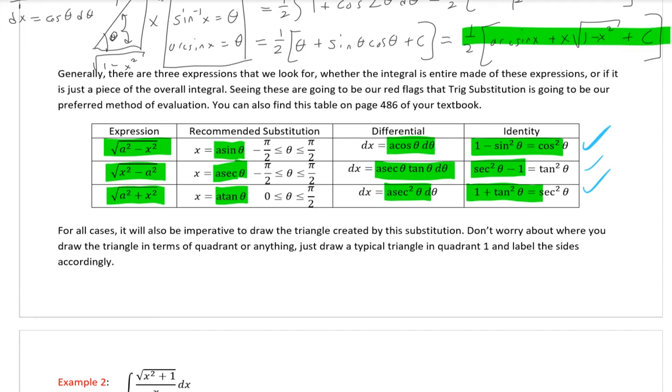Now the same table is also given to you on page 486 of your textbook. However, it doesn't give you the differential. It just assumes that you should know how to do those. But I wanted to give those, hopefully this can help.